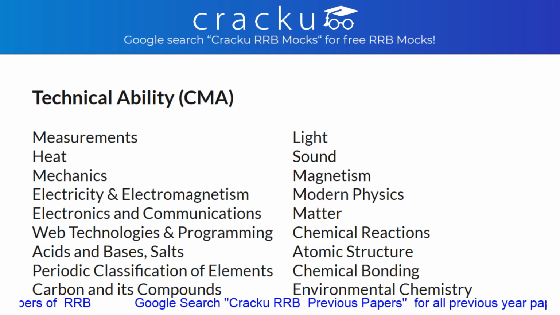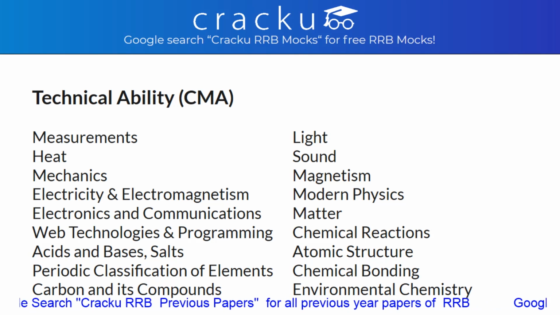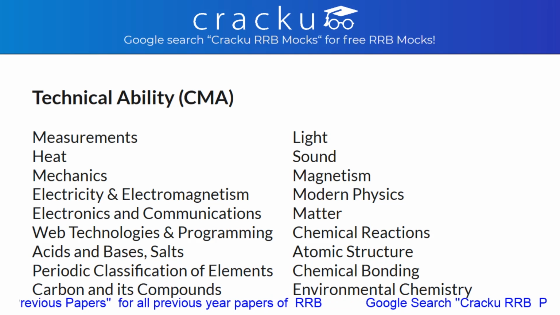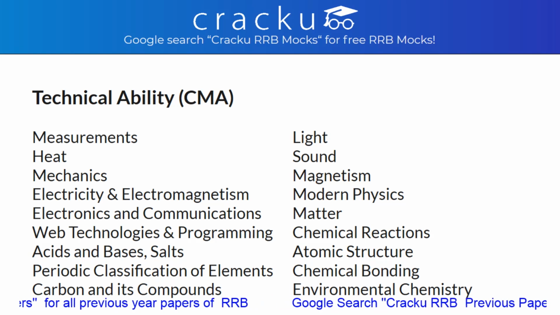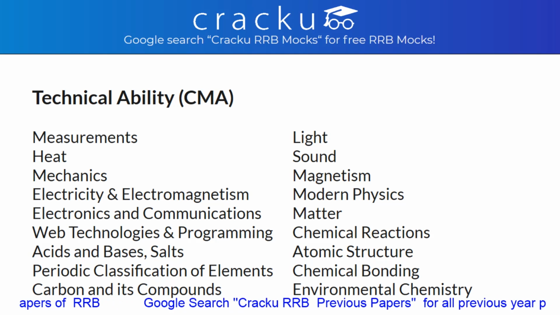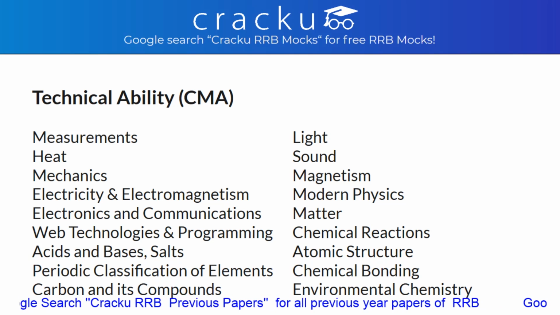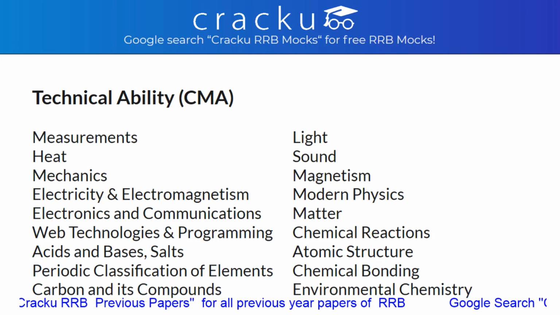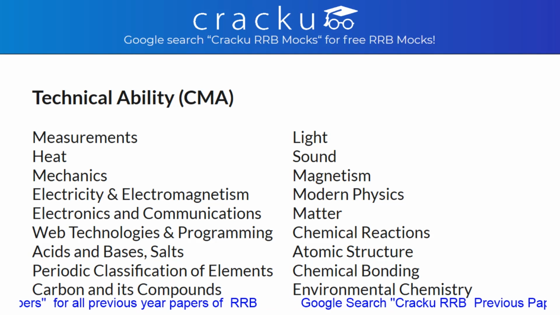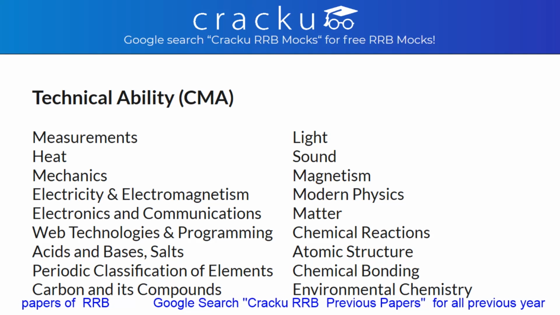For chemical metallurgical assistant, the areas that are tested are measurements, light, heat, sound, mechanics, magnetism, electricity and electromagnetism, modern physics, electronics and communications, matter, web technologies and programming, chemical reactions, acids and bases, salts, atomic structure, periodic classification of elements, chemical bonding, carbon and its compounds, and environmental chemistry.